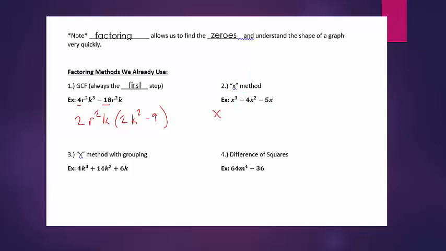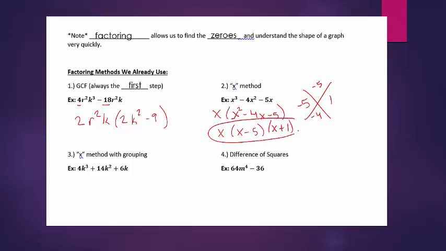So we're going to factor out x, leaving us with x squared minus 4x minus 5. And then we're looking for numbers that multiply to make -5 and add to make -4. And those would of course be -5 and +1. So then we can simply write x minus 5 and x plus 1, since the leading coefficient was 1. So that's factored very quickly.